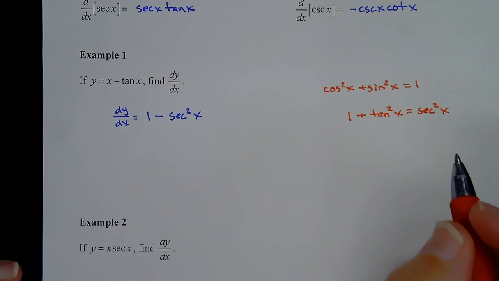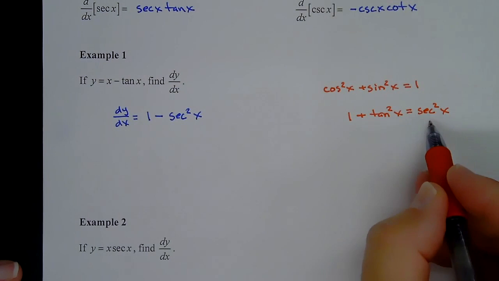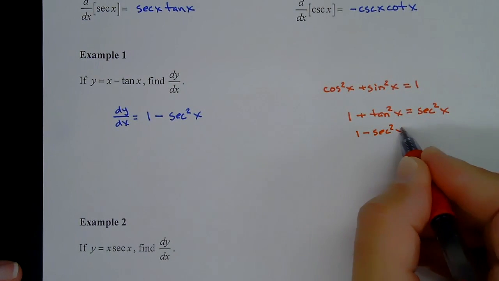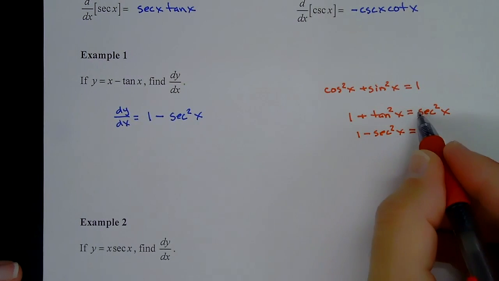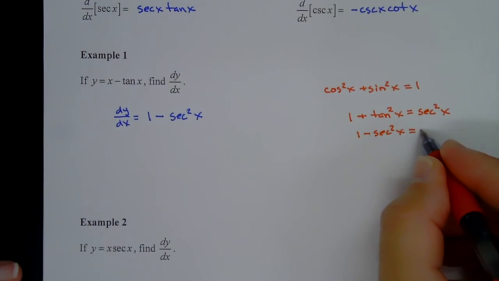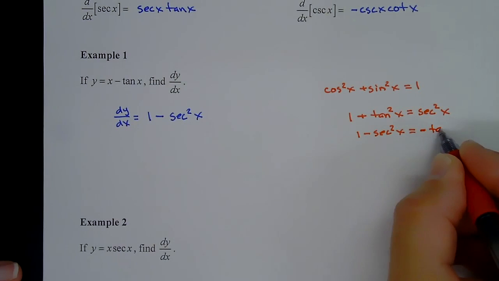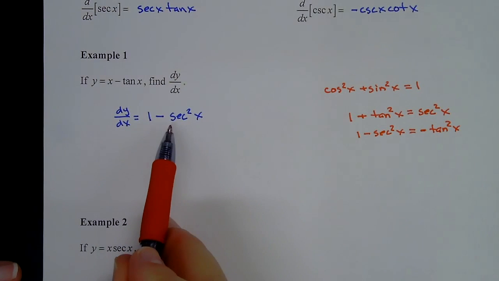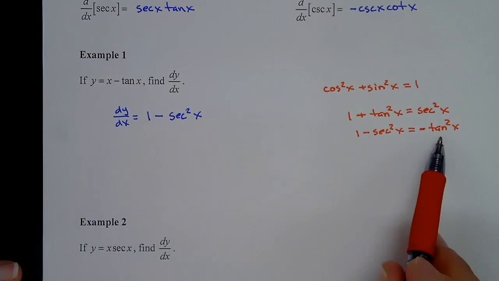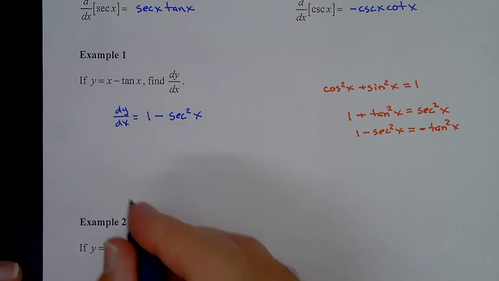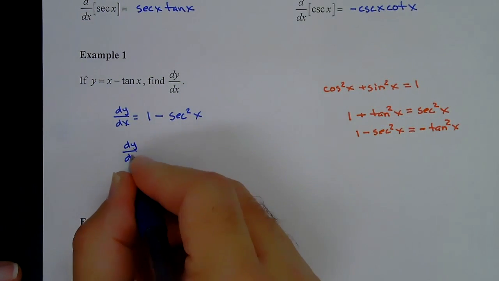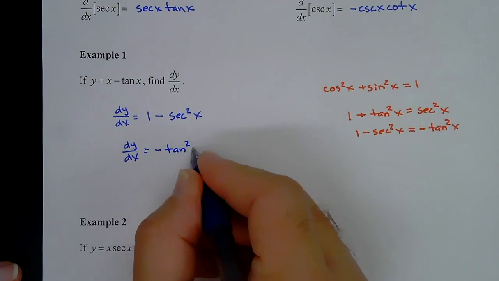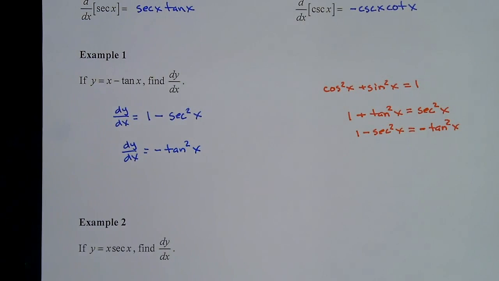Okay, now, if I move this around, I would get 1 minus secant squared x is equal to, and I'd have to move the tan squared x over to the other side, and that would become negative tan squared x. So that means this 1 minus secant squared x, and I expect you to do this, it becomes negative tan squared x, okay? So dy over dx is equal to negative tan squared of x, okay?